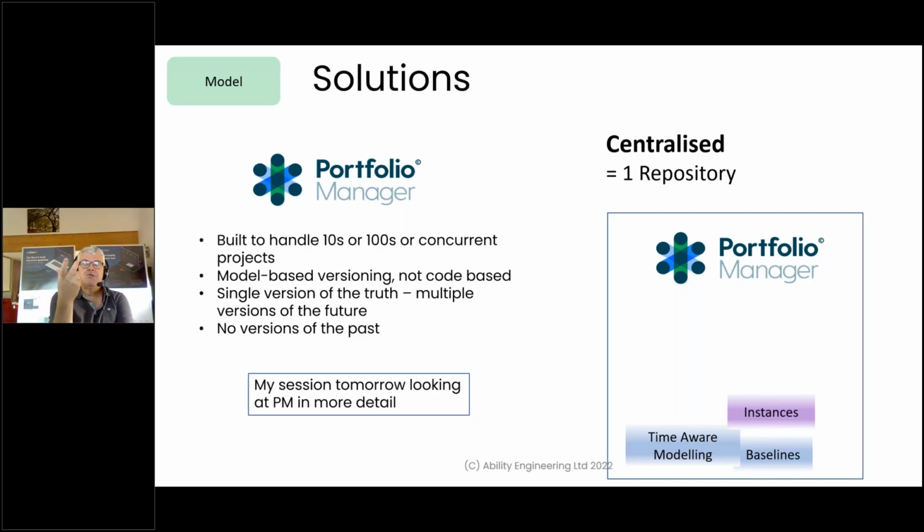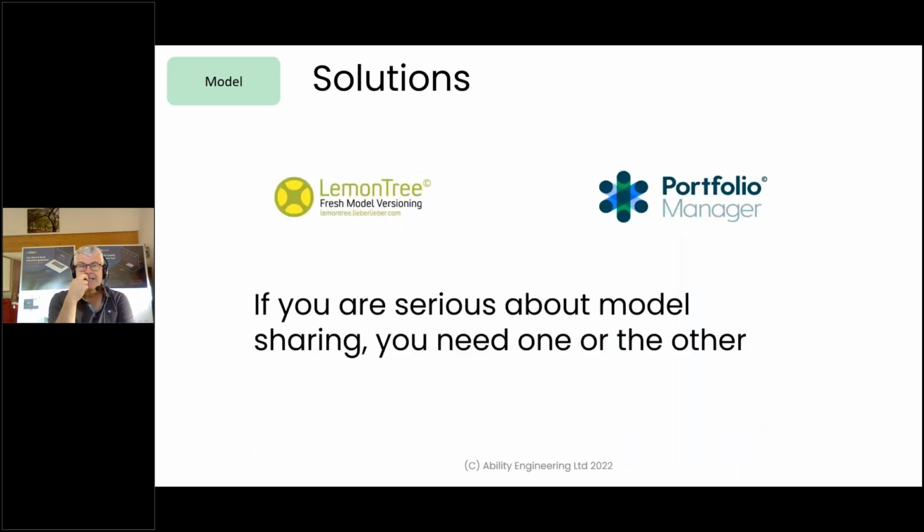So I'll be demonstrating Portfolio Manager tomorrow, so I won't do any more detail. Final message really is, if you've got that scaling up need of multiple different teams using the same EA model world, it's either Lemon Tree or Portfolio Manager. You could maybe make it work in other worlds, but it's just too hard. So pick one. Lemon Tree, if you need or want to have different repositories. Portfolio Manager, if you want to keep it all in one place. So they're just different use cases. Don't hear me say one is better or worse than the other.